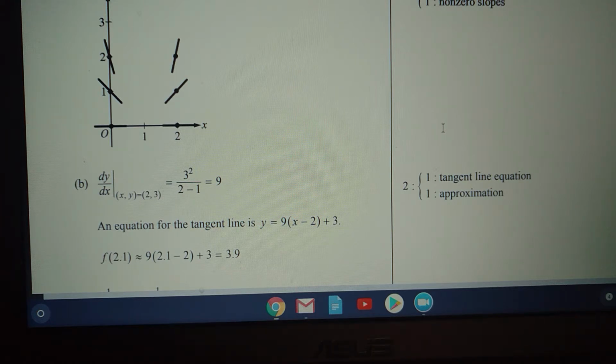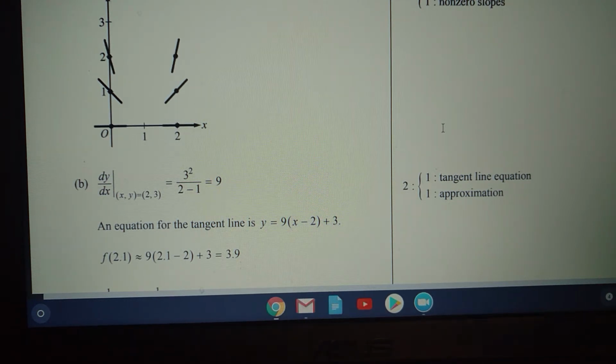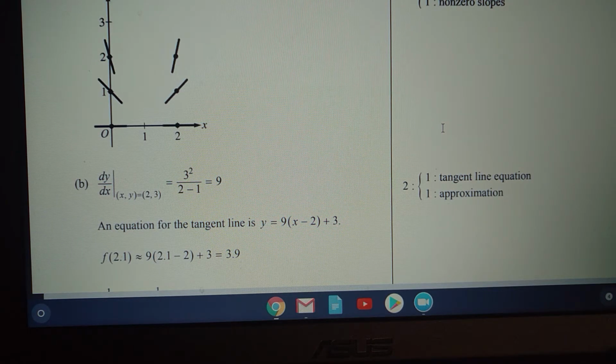If you do have it simplified, you must simplify correctly. Every form has to be correct for you to get that point for the tangent line equation. And then when you substitute in, you should get 3.9. You don't have to actually put 3.9. You can leave it just like this. But if you do simplify, you must simplify correctly to 3.9.